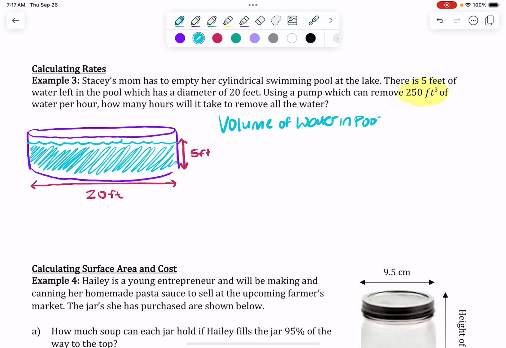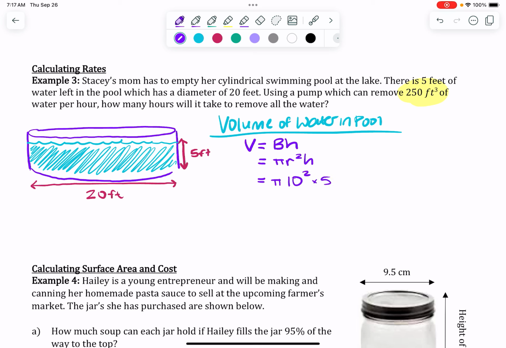Volume of water in the pool. We have those volume formulas, of course. So we know that we're dealing with a cylindrical pool. So I use my formula. Volume is equal to the area of the base times the height. Now I'm going to switch out area of the base with something specific to my circle. And I'm going to plug in those numbers. Nothing too crazy. Just plugging in what I have. So for my radius, I've got 10. For my height, I've got 5. I could get that exact value if I wanted to. That ends up being 500 pi.